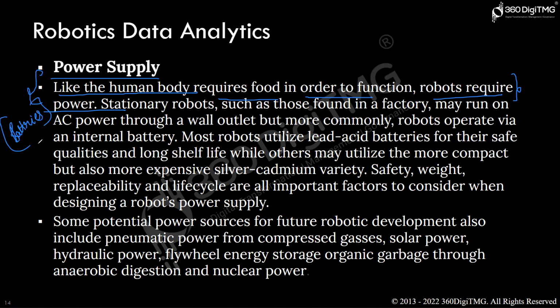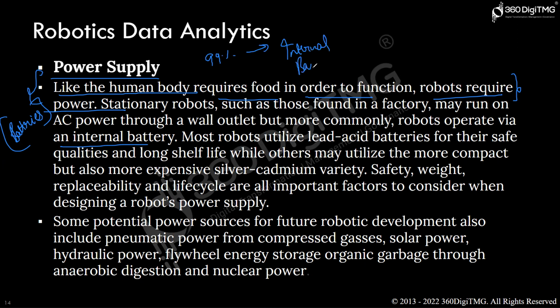Batteries. Stationary robots such as those found in factories may run on AC power through a wall outlet, but more commonly robots operate by internal battery. As I said, guys, some robots are not powered by battery and can run on AC power from a wall outlet, right? But 90% or 99% of robots run on an internal battery.